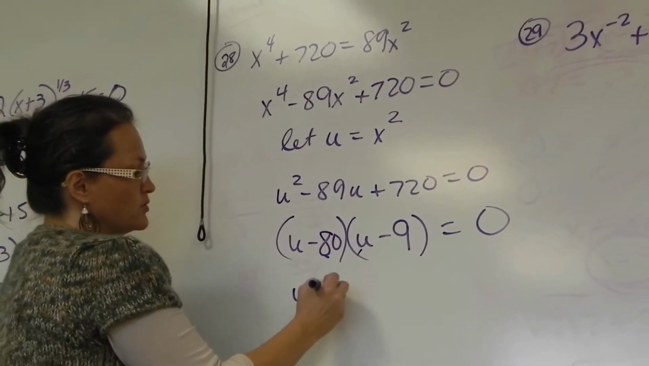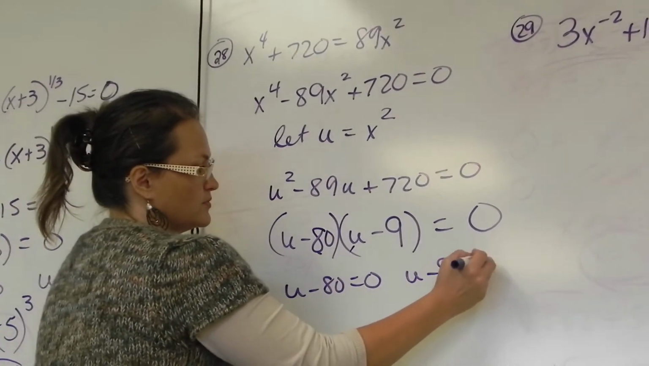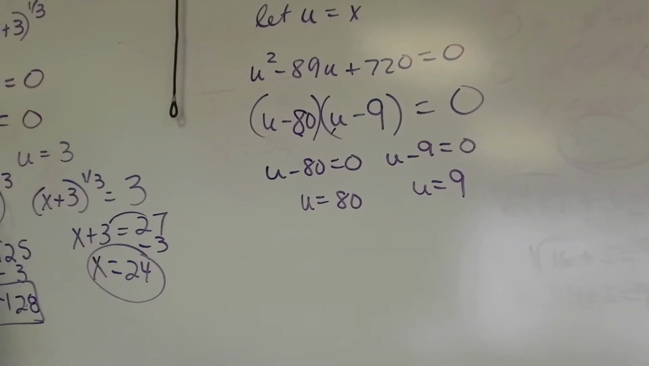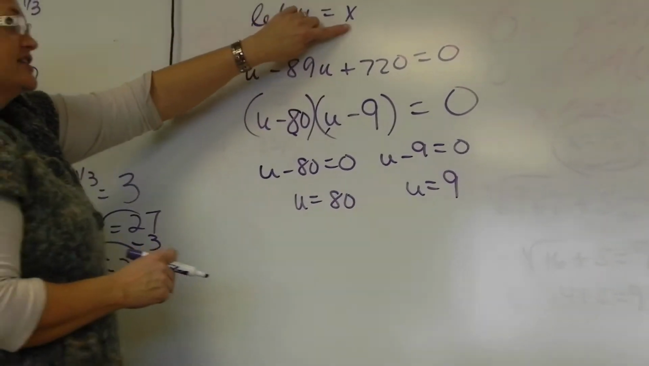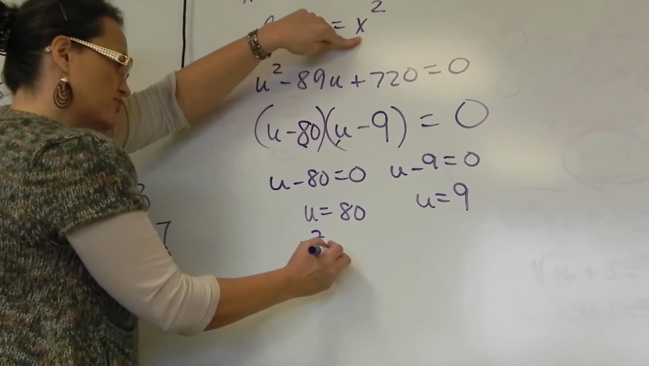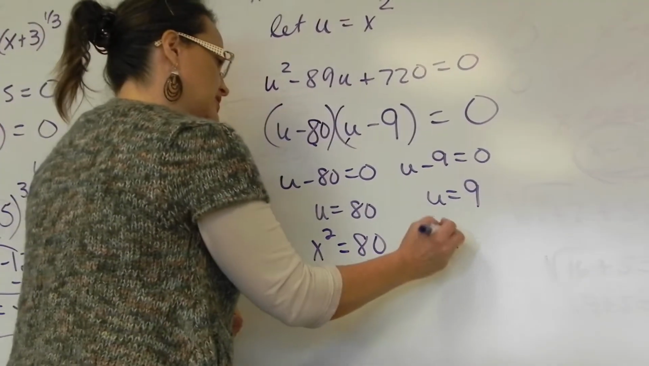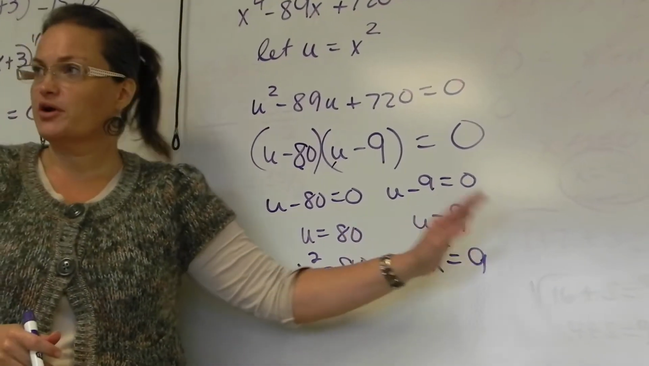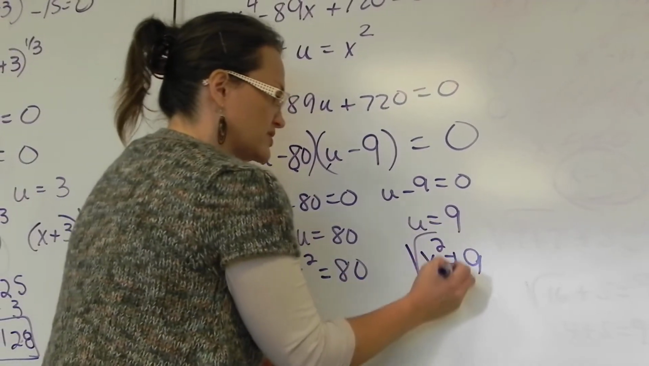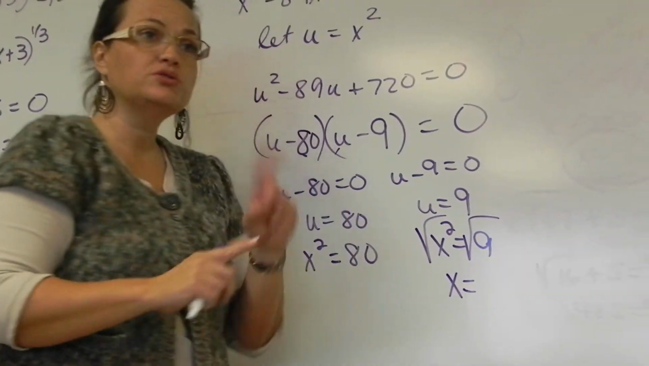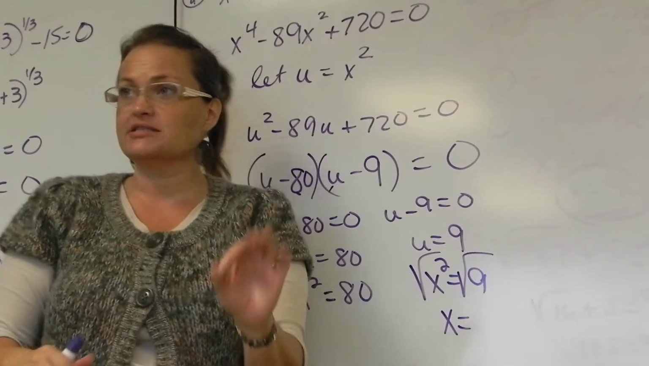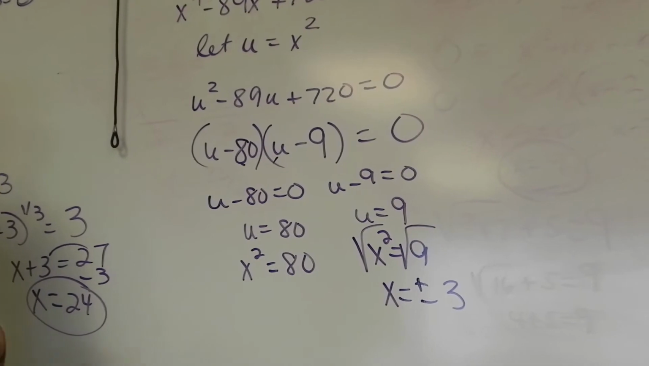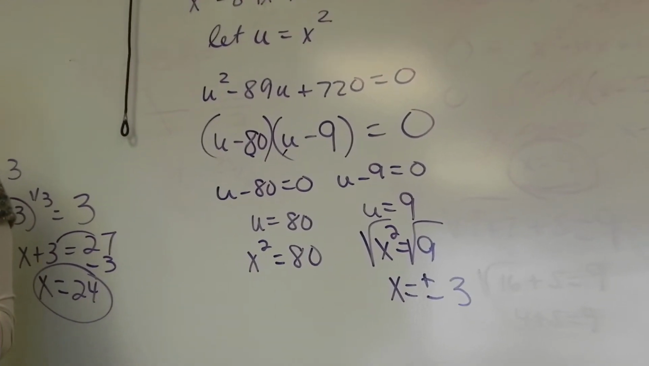Then set each part equal to 0 to solve. That gives us 2 solutions of 80 and +9. So make sure you fix that back into its real value. U stood in for x squared, so x squared is 80 and x squared is 9. I'll do the easier side first. X squared equals 9 can be solved by square rooting both sides. But when you take the square root, you have to say plus and minus. So plus minus 3. So 2 answers for that. 3 squared is 9 and -3 squared is 9.